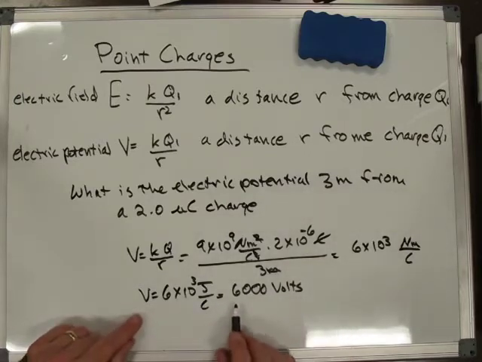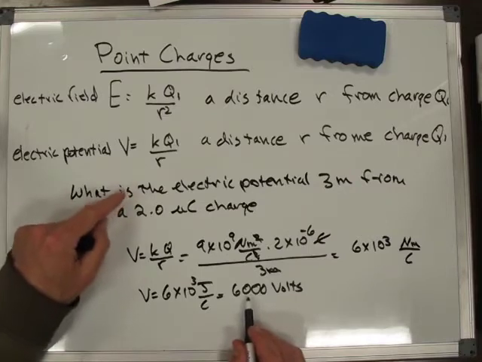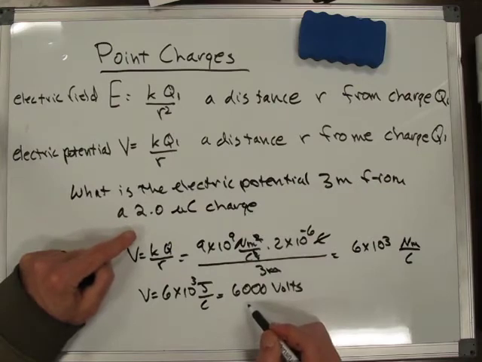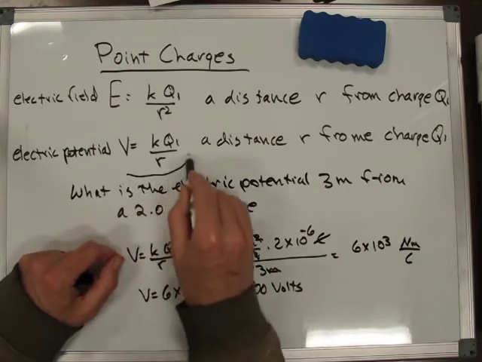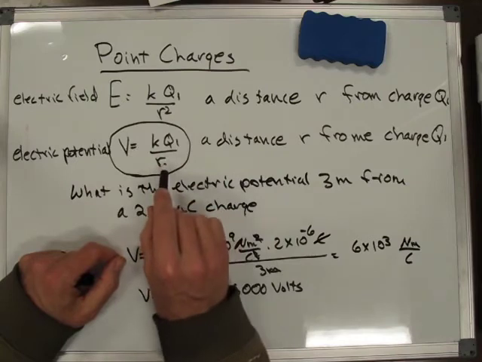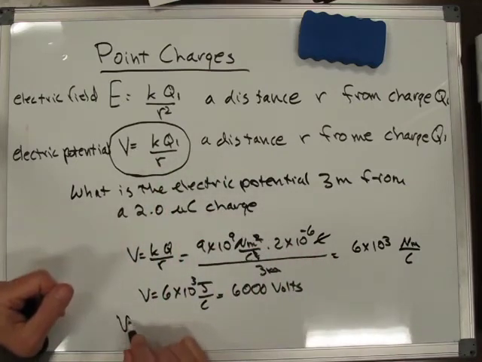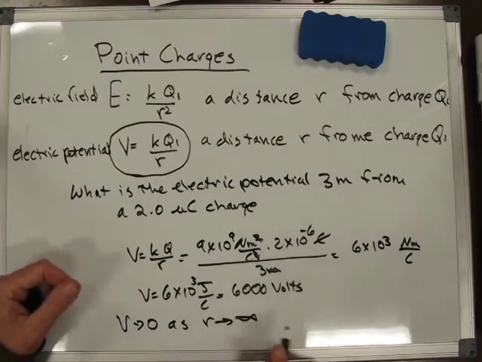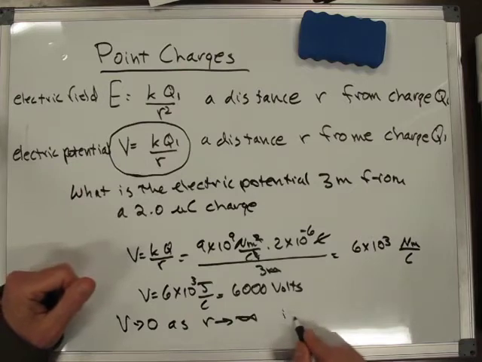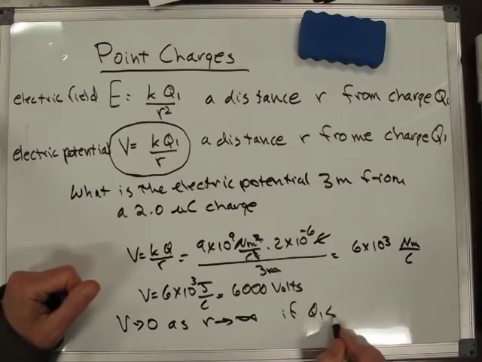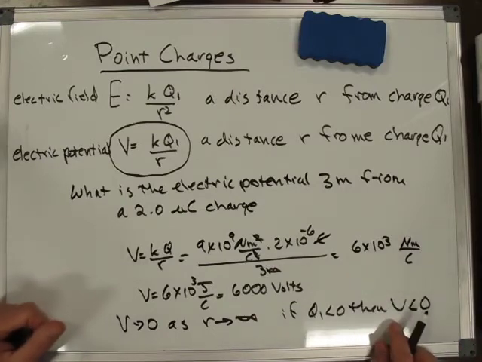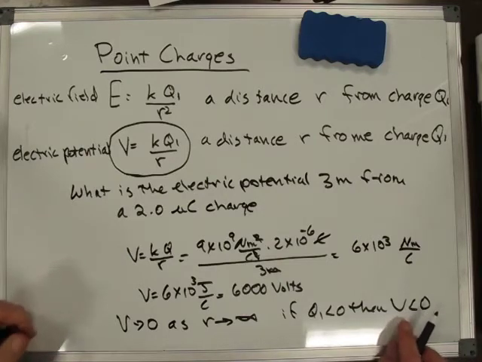And so at a distance of 3 meters from a 2 microcoulomb charge, you're at 6,000 volts. Notice that in order for this quantity to be 0, r has to be infinity. And so V goes to 0 as r goes to infinity. Notice that if the charge is negative, then the voltage is less than 0. And so you can have a negative voltage or a positive voltage.